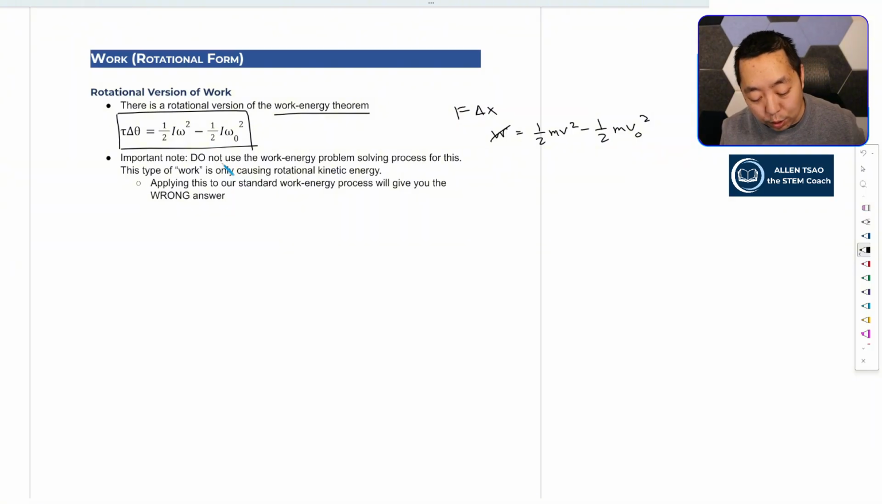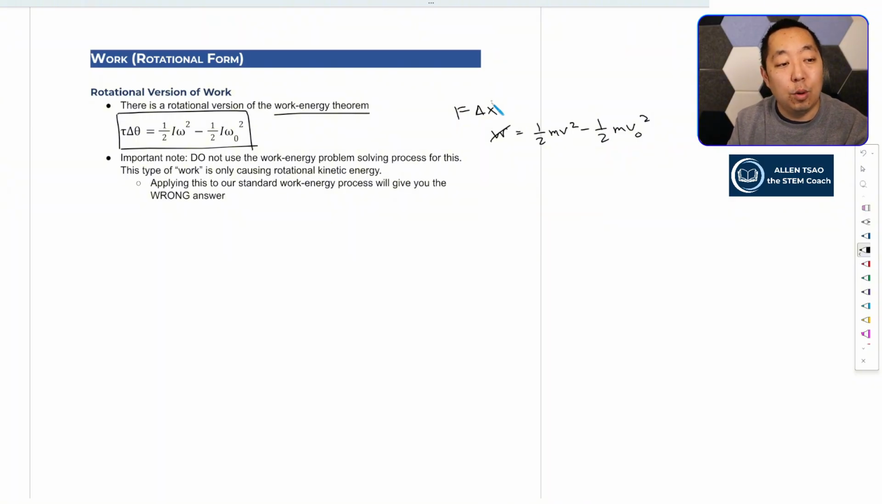Now I want you to be very careful when you're doing this. We do not want to ever use this for the entire work energy problem solving process. This type of work is a rotational form of work, but that doesn't apply. There's not a rotational form of gravitational potential energy or spring potential energy. Don't try to use the full process other than rotational work and rotational kinetic energy, because they're not compatible. Where this comes from is very different from where this comes from, the derivation of it, and it does not apply to the gravitational potential energy and spring potential energy parts.